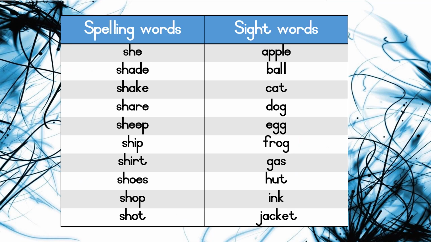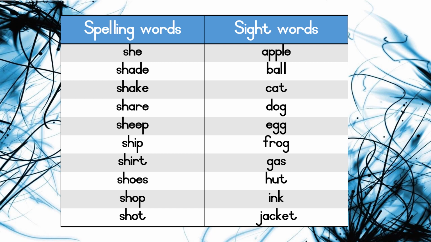Let's quickly look again at the spelling words and sight words for this week. First, let's look at the spelling words. She, shade, shake, share, sheep, ship, shirt, shoes, shop, and shot. The sight words are apple, ball, cat, dog, egg, frog, gas, hut, ink, and jacket.